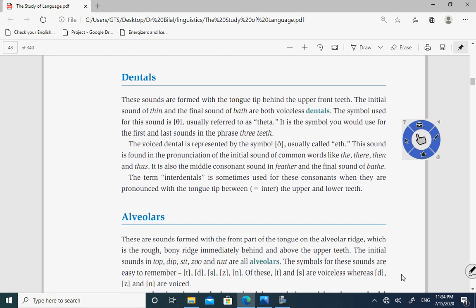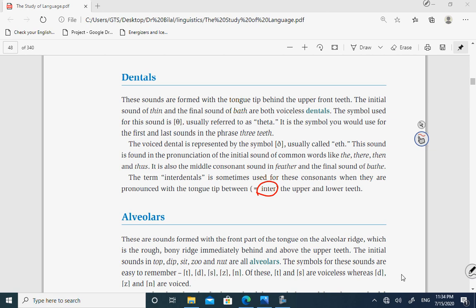Then, sometimes we don't use the lips to produce the speech sounds. Sometimes it is the tongue with the teeth. If your tongue touches the teeth or gets very close to the teeth, then you are producing dental sounds. Now, sometimes we call them interdental sounds, when your tongue is in between the teeth.